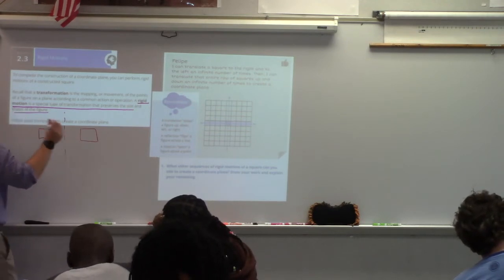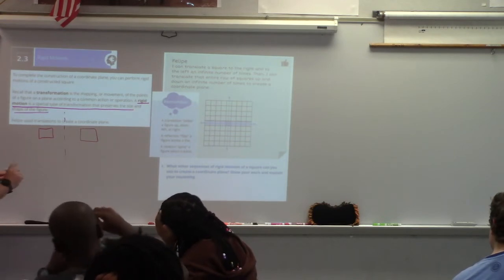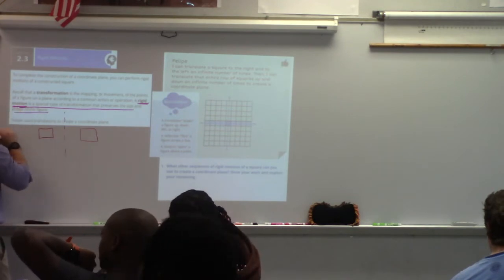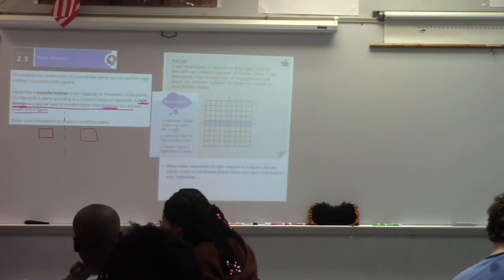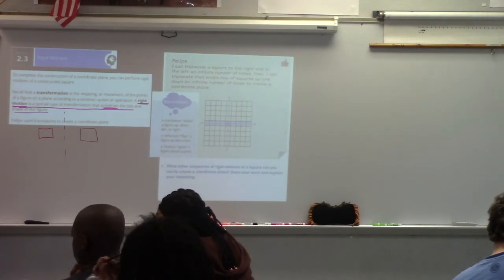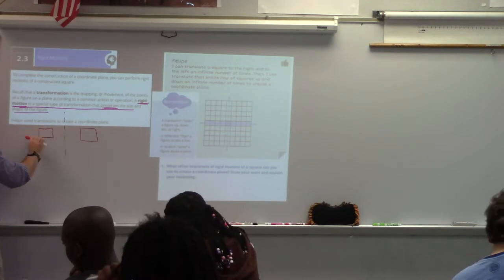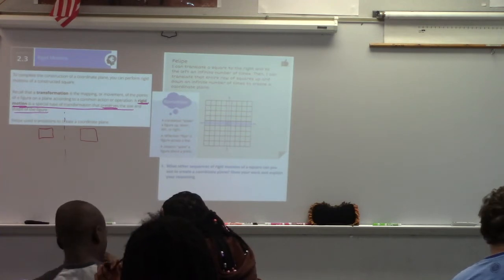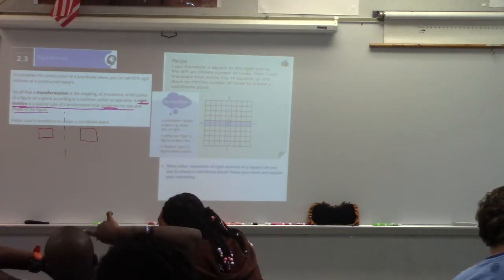It is changing direction, but the question was, will it change size or shape? No. Literally, right here, it tells us a rigid motion. This word preserves means what? Stays the same. Keeps it the same. So if I reflect, will it change the size or shape? No. So if it's a translation, a reflection, or a rotation, it will not change the size or shape.